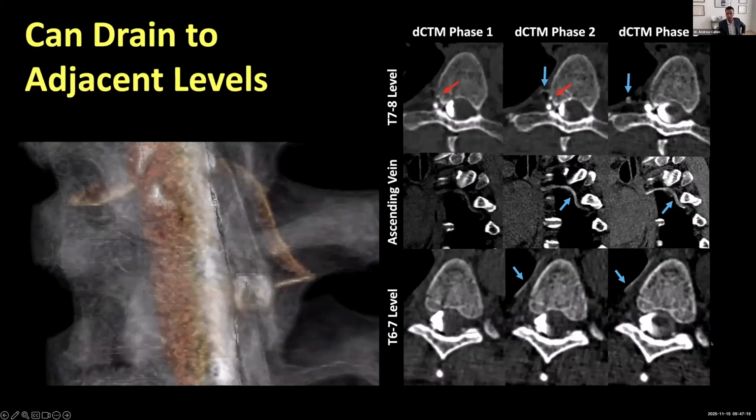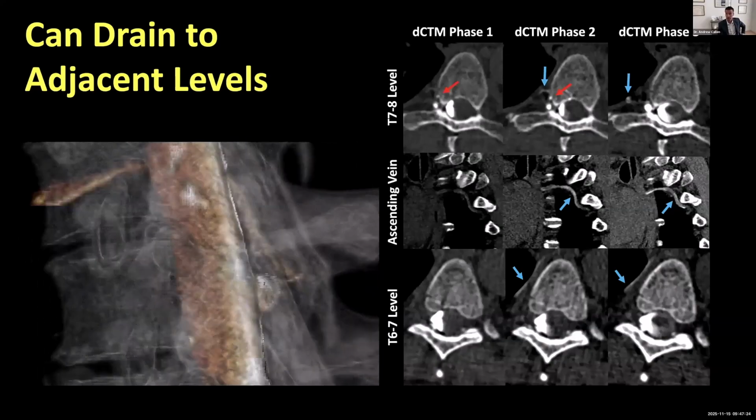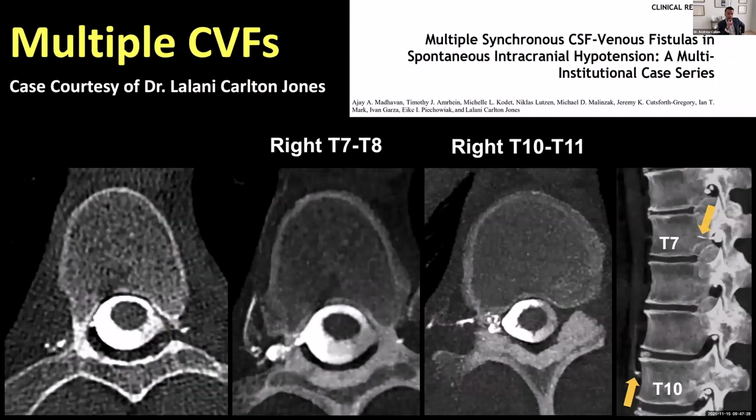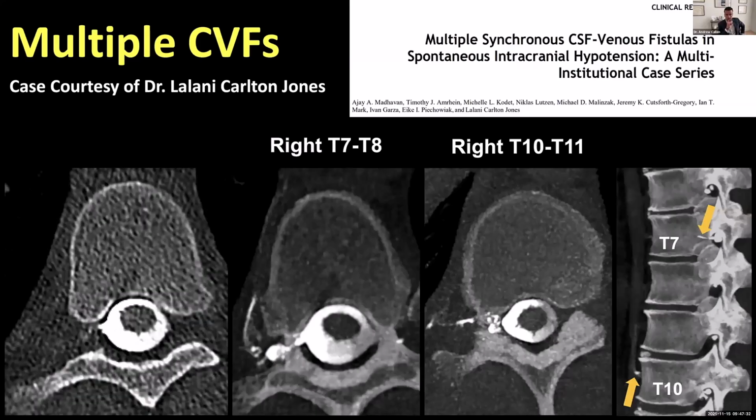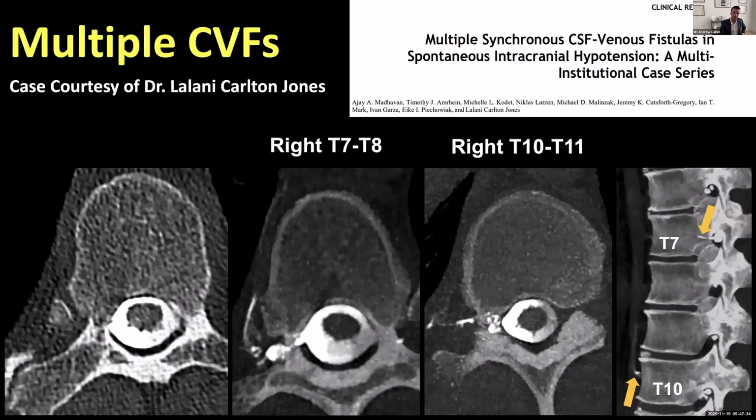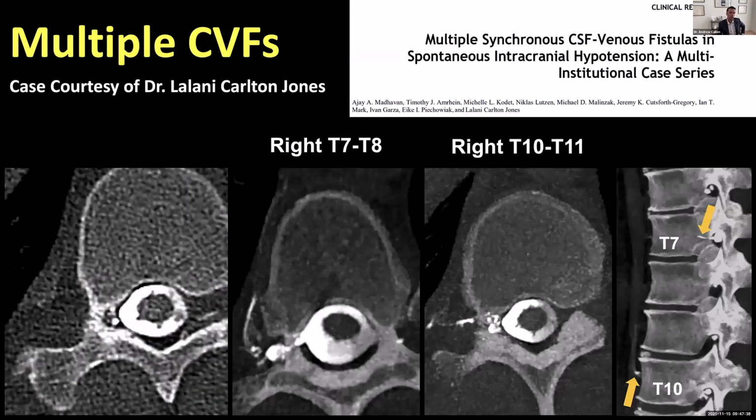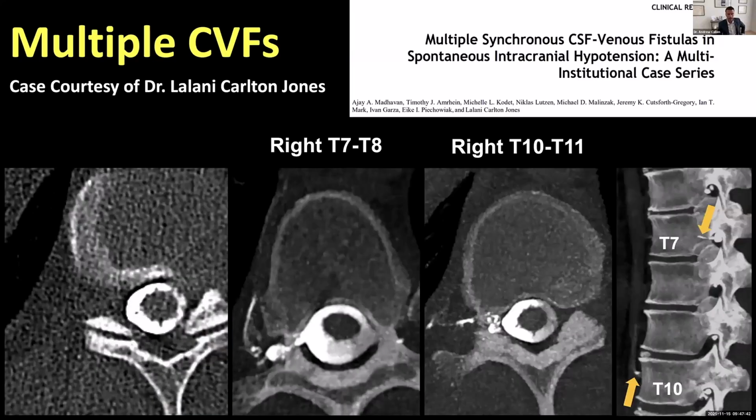This is very important when you think about treatment planning and what you're going to target as the origin of that fistula. Dr. Carlton Jones provided me this example, so I wanted to give her credit. And she also was the senior author on this very nice multi-institution series of CSF venous fistulas where there's more than one.